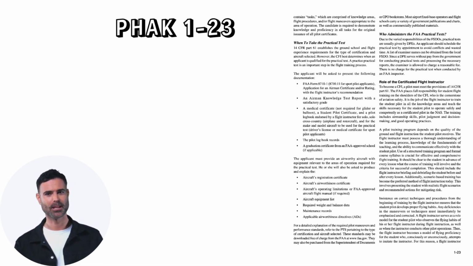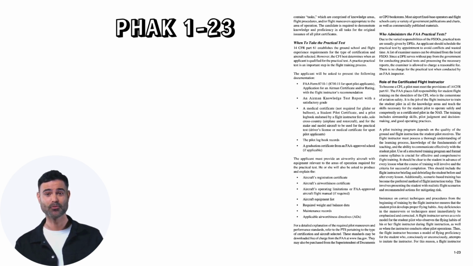The applicant will be asked to present the following documentation: FAA Form 8710.11 for sport pilot applicants, application for an airman certificate and/or rating with the flight instructor's recommendation, an airman knowledge test report with a satisfactory grade, a medical certificate (not required for glider or balloon), a student pilot certificate, and a pilot logbook endorsed by a flight instructor for solo cross-country, airplane and rotorcraft, and for the make and model aircraft to be used for the practical test, driver's license or medical certificate for sport pilot applicants, the pilot logbook records, and a graduation certificate from an FAA-approved school, if applicable.